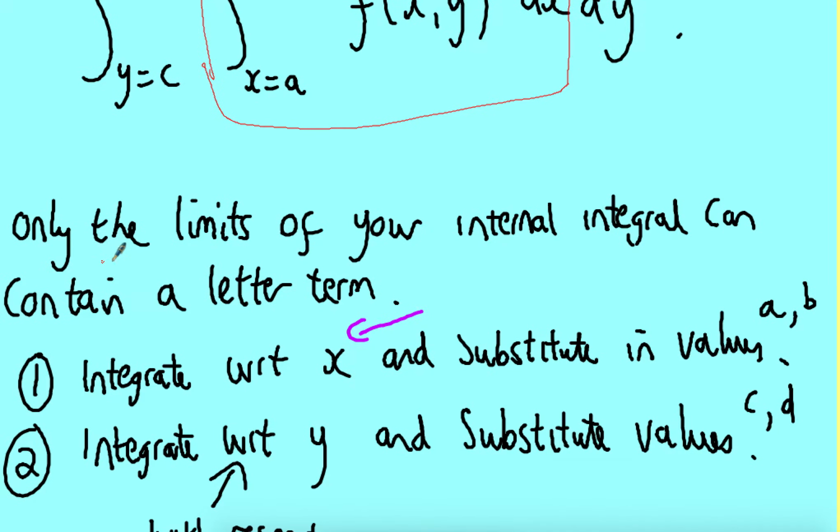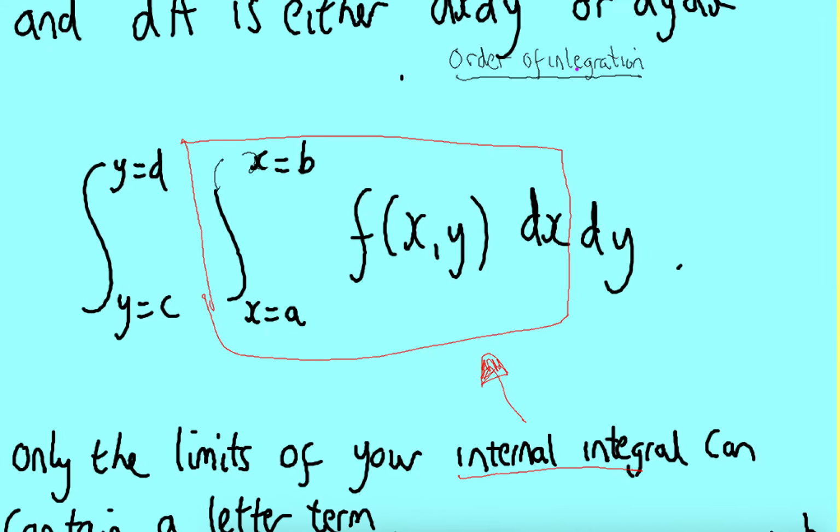Now, only the limits of your internal integral, so that bit in the middle, in this case to do with dx, can contain a letter term. Okay, so it can contain two curves, or it can contain numbers. Your external integral can only contain two numbers there. Okay, so that's got to be 1 and 3, or 2 and 4. Whereas here, that could be y squared, y cubed, 3y squared, anything like that. These can have letters in them. These have got to be numbers.